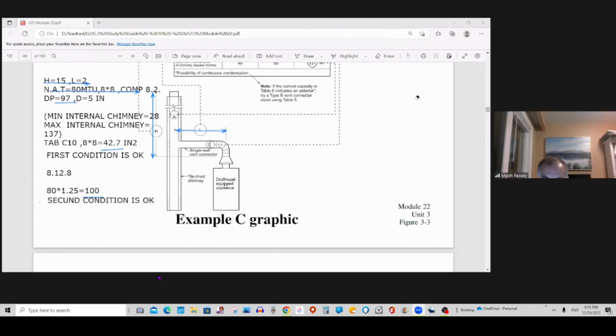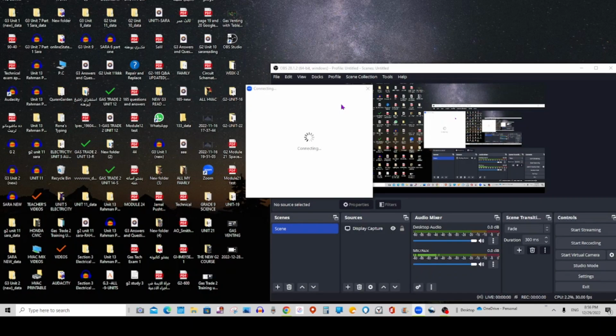Yeah, sure. I will write the question. Here I have H equal to 20. When it's a single appliance, the chimney size is 8 by 8. When it's two or more appliances, the chimney size is 8 by 12. Just a hint for you all.